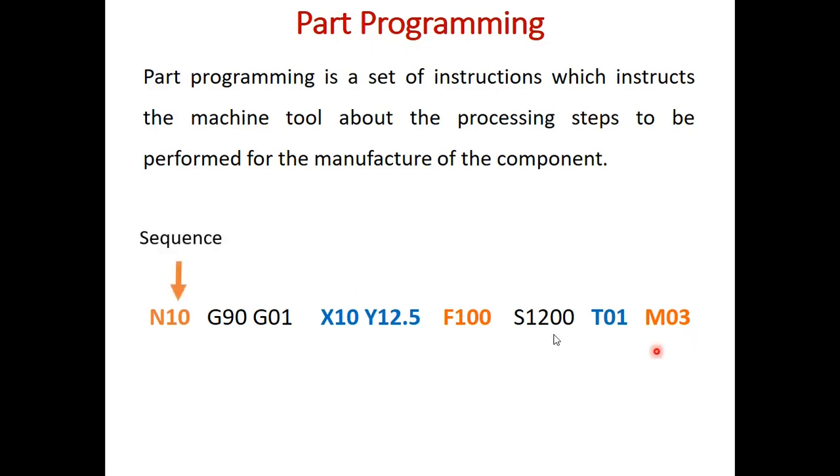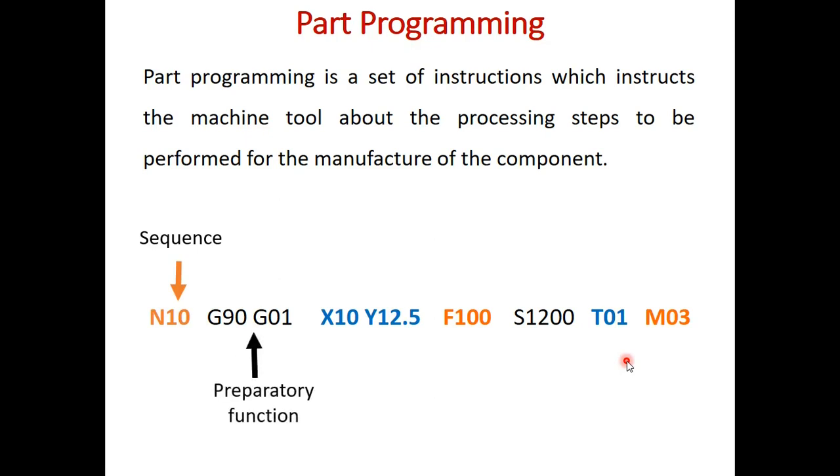So what do you mean by N10? This is the start of the line of the part program. N10 is nothing but the sequence number, which defines that this line contains this part of the program. Then again I can have N20, which is the next line of the program.